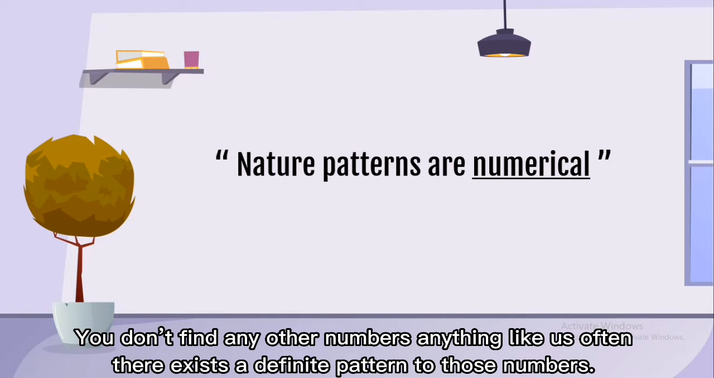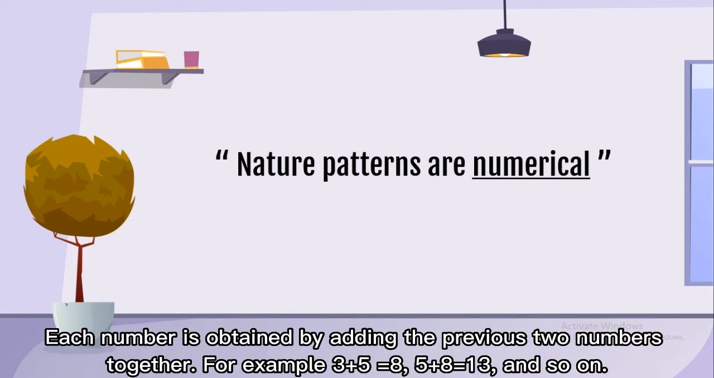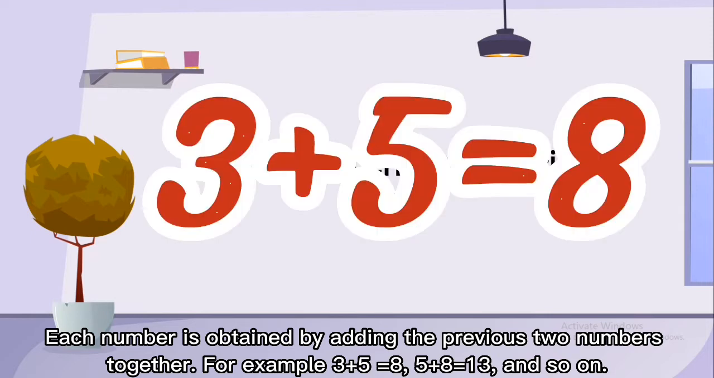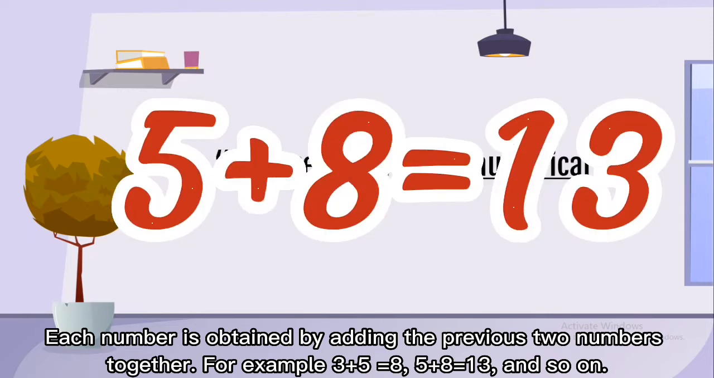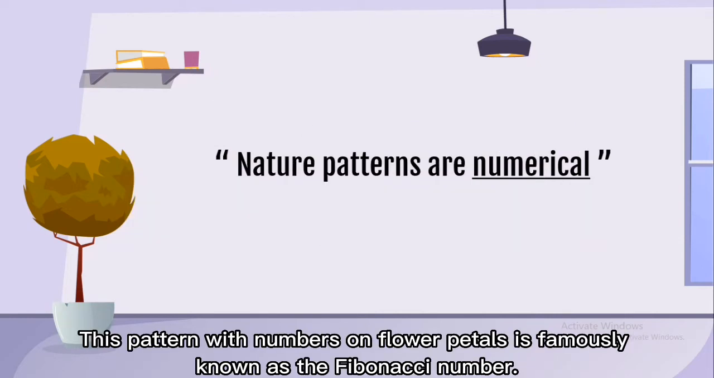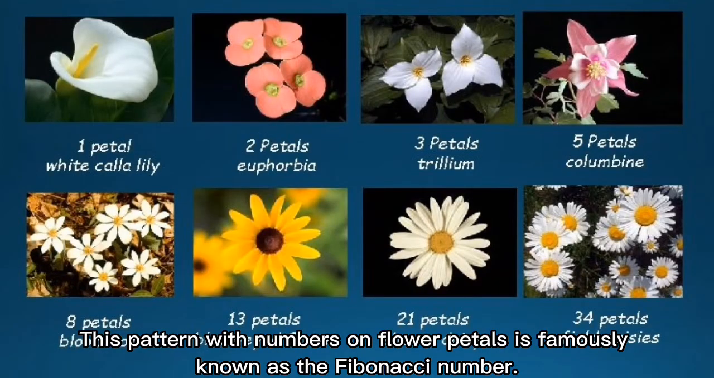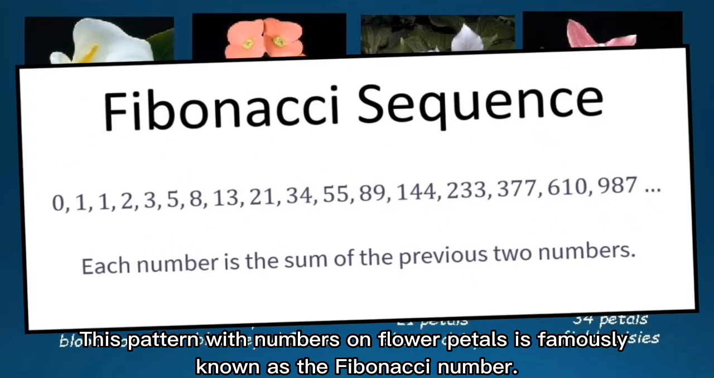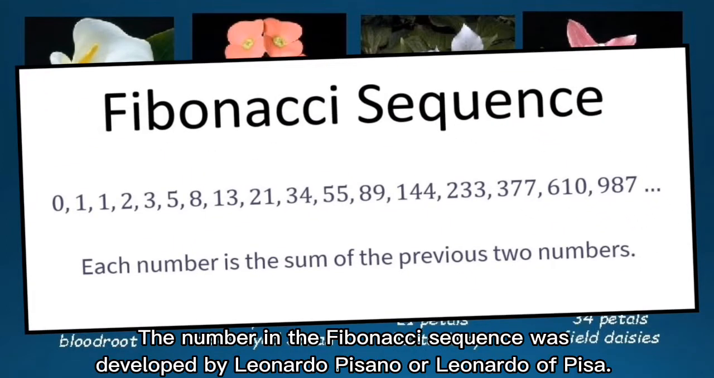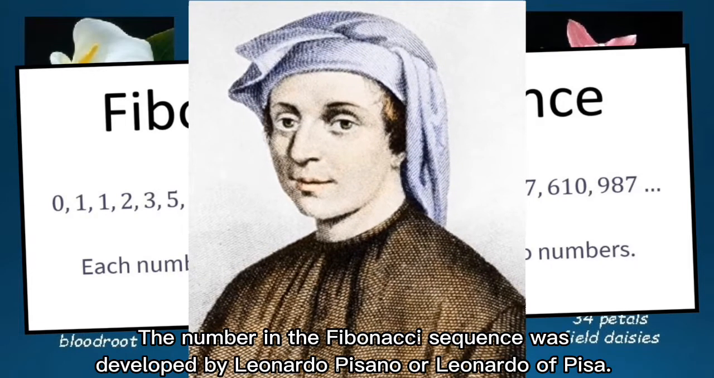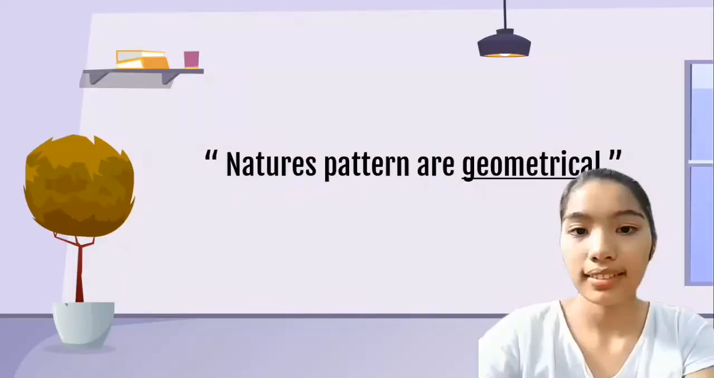Often there exists a definite pattern to those numbers. Each number is obtained by adding the previous two numbers together. For example, 3 plus 5 is equal to 8, 5 plus 8 is equal to 13, and so on. This pattern of numbers on flower petals is famously known as the Fibonacci numbers. The numbers in the Fibonacci sequence were developed by Leonardo Pisano, or Leonardo of Pisa.